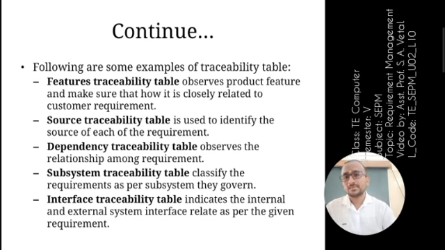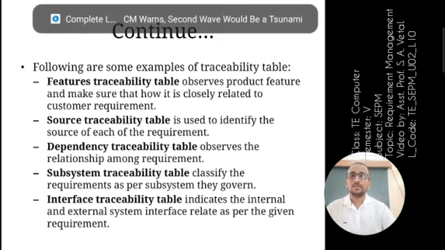Then next is the subsystem traceability table, which helps us classify the requirements as per the subsystem they govern. It means we make our software system hierarchical, dividing it into different subsystems. For that purpose, we can use this subsystem traceability table. And the last one is the interface traceability table, which indicates the internal and external system interfaces related to the given requirement.